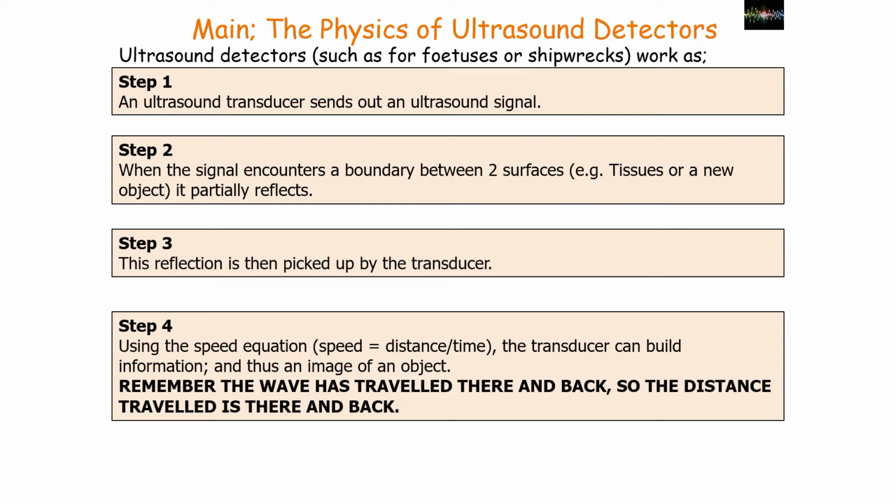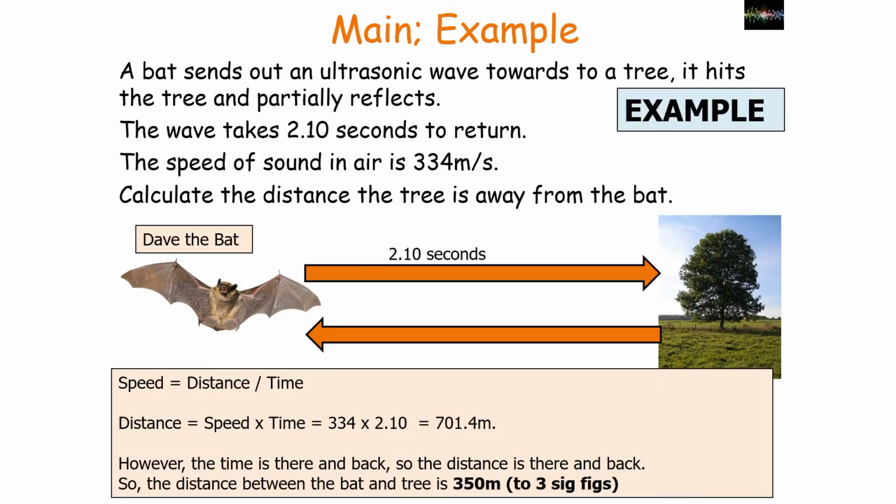This reflection is then picked up by the transducer, and then using the speed equation, speed equals distance over time, the transducer can build information and thus the image of an object. Now remember, the wave has travelled there and back, so the distance travelled is there and back. So here's an example question.